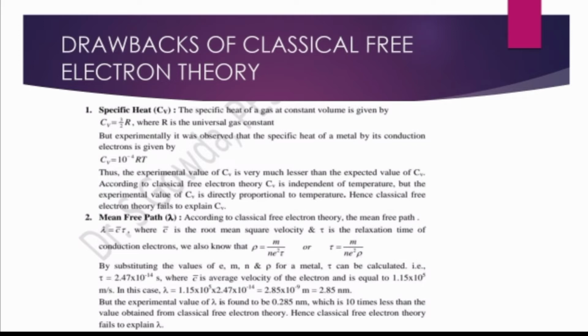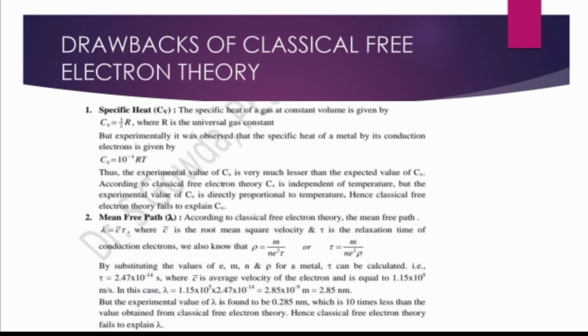Specific heat. The specific heat of a gas at constant volume is given by Cv equal to 3/2 R, where R is the universal gas constant. But experimentally, it was observed that the specific heat of a metal due to its conduction electrons is given by Cv equal to 10 power minus 4 RT.